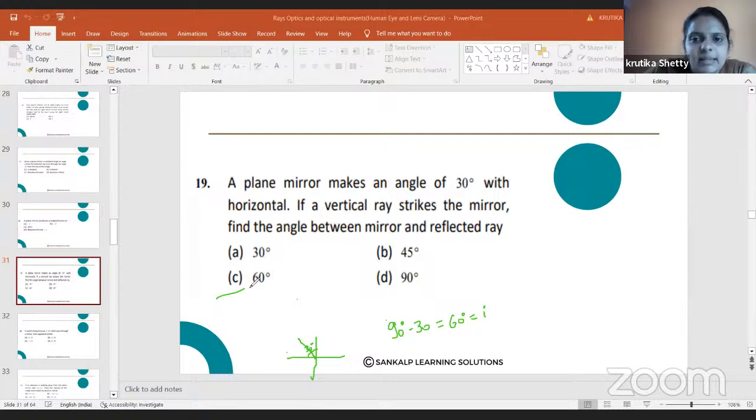Here the angle is 60 degrees. How it comes, I told you. Okay, the next question.